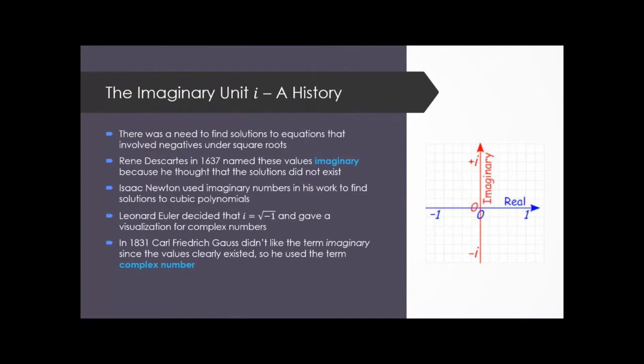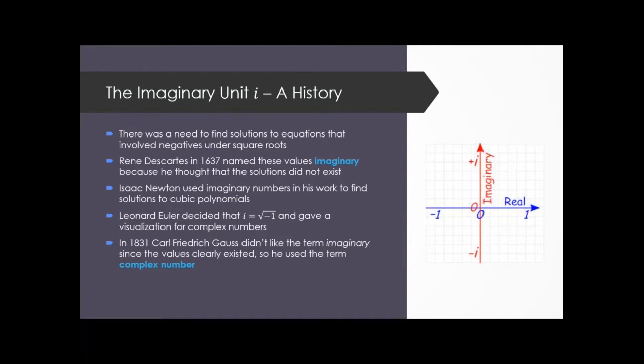Rene Descartes named them imaginary because he thought they did not exist. And this is why I think it's a bad name, because they do exist. They come up in nature. They're used a lot in electricity. So these are things that exist. They're not imaginary. They're not really made up. So it's a terrible name. But back when people were talking about these, they didn't know that they existed, which is why they called them imaginary.